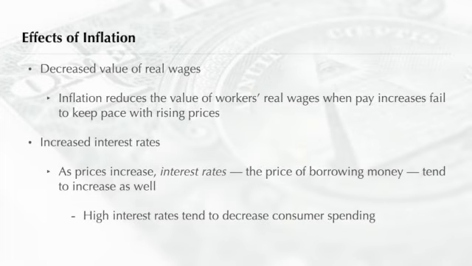Inflation also reduces the value of workers' real wages when pay increases fail to keep pace with rising prices. For example, suppose that Donald earned $20,000 in 1979 and $40,000 in 2009. In current dollars, Donald's $40,000 salary is double what he made in 1979. Once Donald's 2009 income has been adjusted for inflation, however, it becomes clear that his purchasing power has remained about the same. Therefore, his salary increases just enabled him to keep pace with the cost of living. Overall, wages tend to stay ahead of or at the pace of inflation.